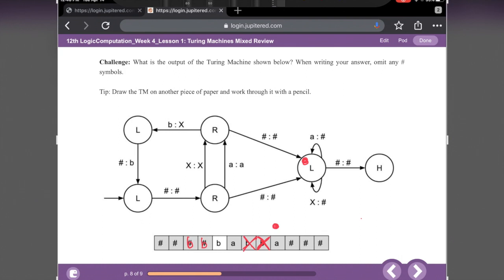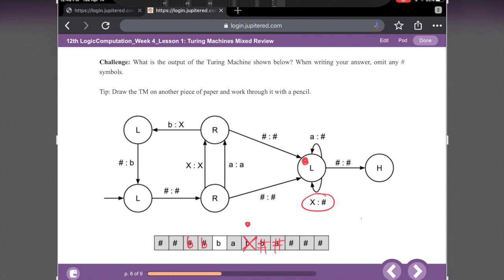Okay, now we're here. This one says if you see an A, replace it with a pound sign and go to the left. Or if you see an X, replace it with a pound sign and then go to the left. Okay, so let's follow that instruction. We see an A, we replace it with a pound sign. Okay, and then we go to the left. Now this says if you see an X, replace it with a pound sign and go to the left. Okay, let's do that.